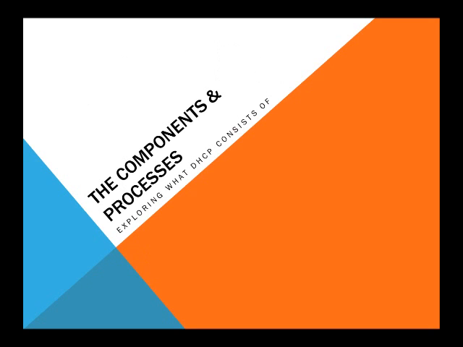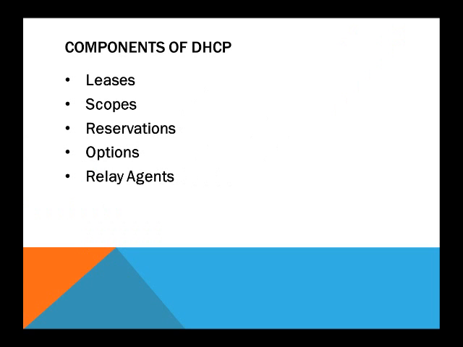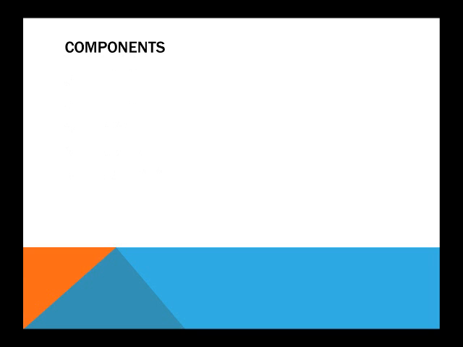Let's talk about the components and processes. Components of DHCP are leases, scopes, reservations, options, and relay agents. First, the lease. The lease defines the amount of time that an IP address is loaned. It acts, as the book says, as a placeholder. It removes that address from the pool.